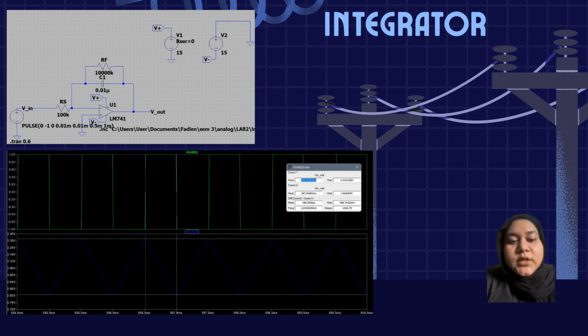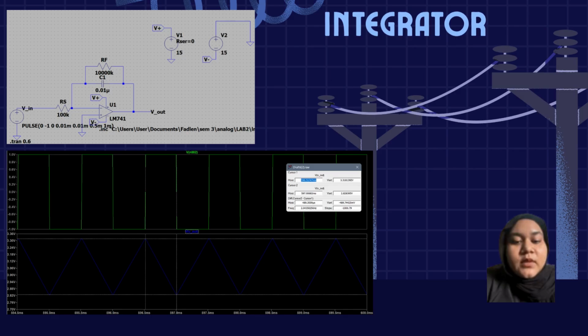Let's move to the comparison of expected versus observed result in integrator op-amp circuit. The expected output was a smooth, linearly increasing or decreasing waveform, which is ideal integration of the input. The observed output followed the integration trend but showed slight drift and small distortion compared to the ideal theoretical waveform.